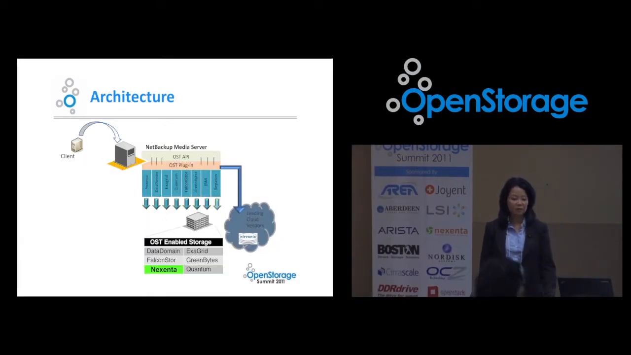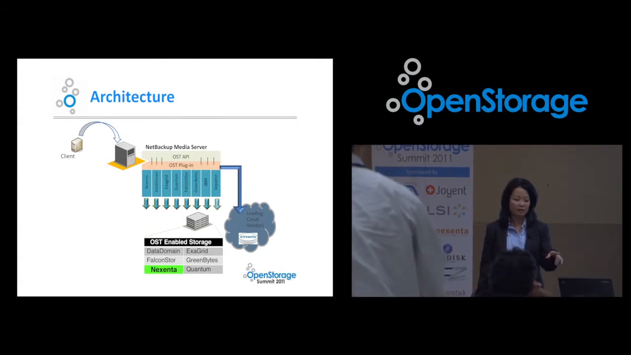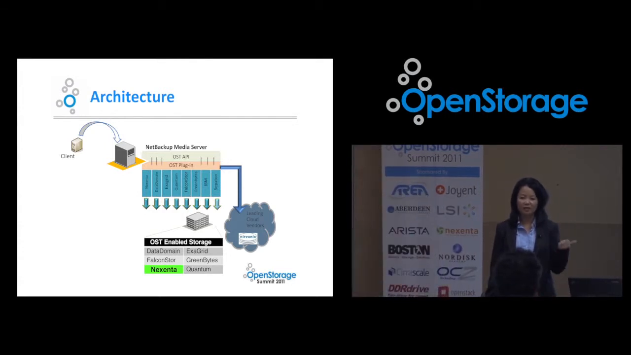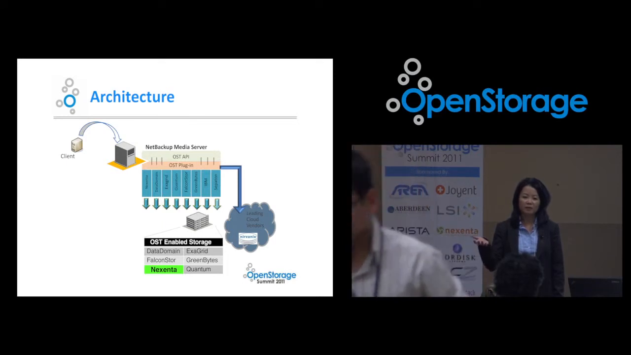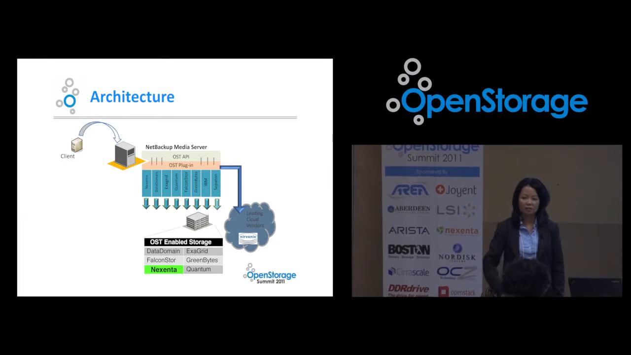From a NetBackup standpoint, this is our typical architecture. I don't have the master server on here, but we've got the master server that keeps track of all the catalog information and the clients, and then the media server. The media server is our workhorse that initiates and runs the backup jobs. It's really the one that does all the work in our NetBackup environment. The open storage APIs sit on the NetBackup media server. So what Nexenta has done is they built a plugin that gets installed on our media server, and it talks to whatever storage you have on the back end.